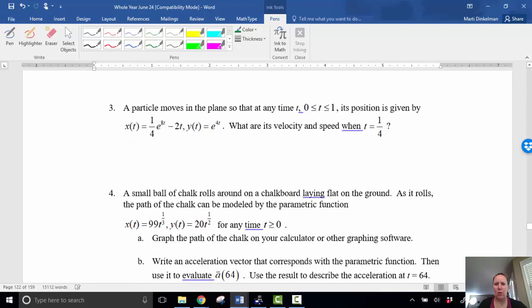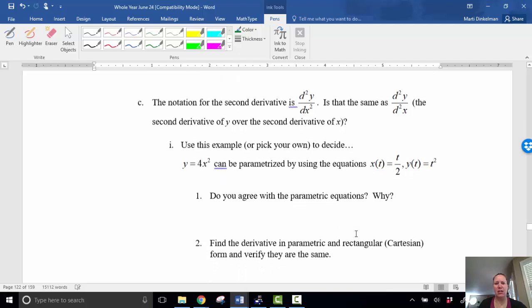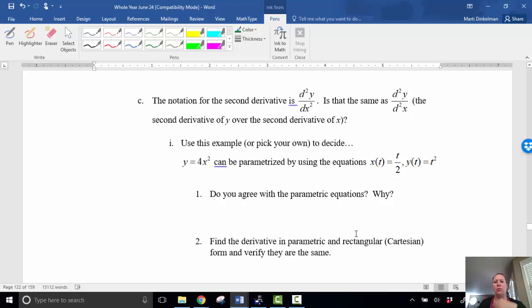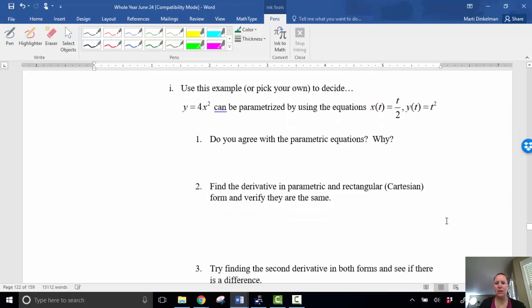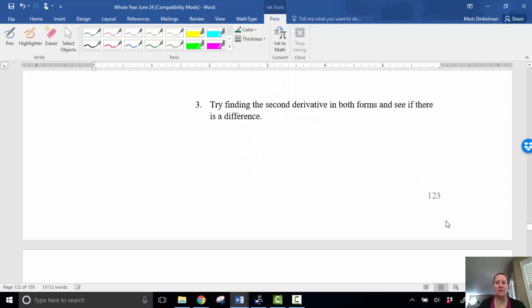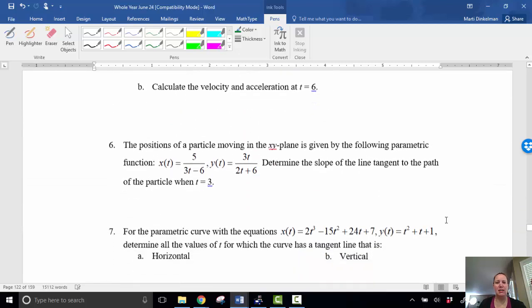And then one thing I wanted to point out that is something we've talked about is just this second derivative again. So this particular problem is having you go through to prove that that second derivative in parametric mode is not just the second derivative of y over the second derivative of x. So you're just going to pick some examples, and you can pick mine if you want, and kind of prove to yourself that it just doesn't work. You have to do that extra divide by dx dt.